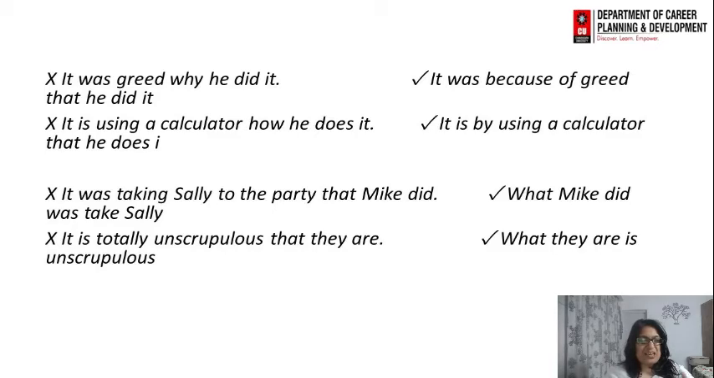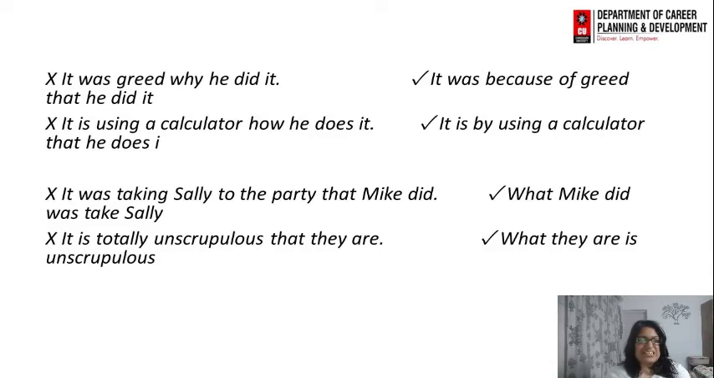Let's have a look at some of the sentences. If we say it like so, it was greed why he did it. The correct way to say it would be, it was because of greed that he did it. It is using a calculator how he does it does not make sense. It is by using a calculator that he does it. That's the correct way of saying it.